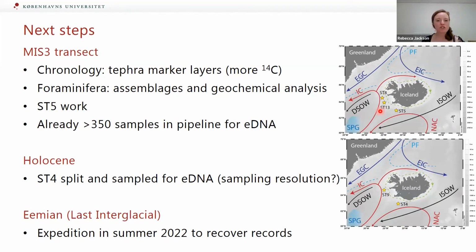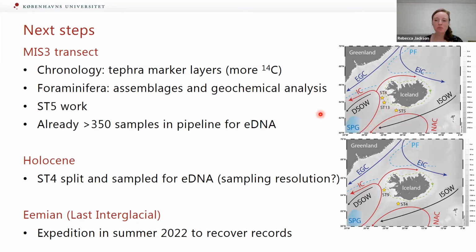So the next steps for the project are first to get the chronology tied down for these. So we'll be looking for tephra marker layers and of course more radiocarbon dating. Doing a lot more work on the forams and getting some of the geochemical analysis started, so the stable isotopes and the magnesium calcium, and also begin work on station 5. Unfortunately, I don't have the XRF data for station 5. The last section is getting measured today. Otherwise, I would be very interested to see, for example, if these carbonate peaks are here as well, and if we can track events around here.